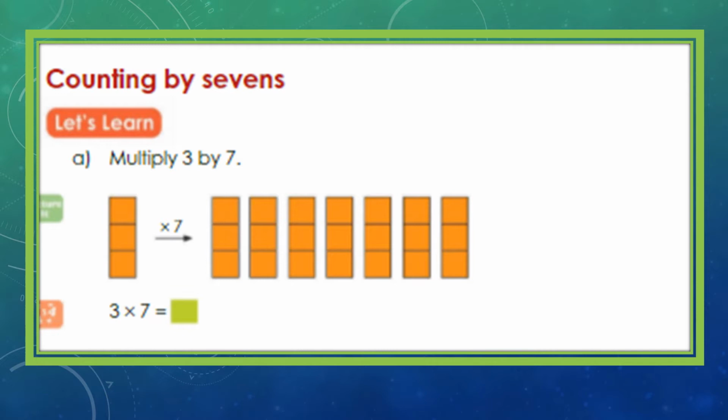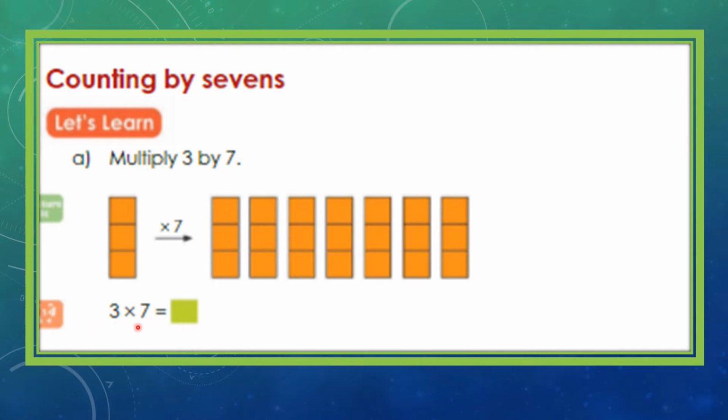Now on this slide, class, we'll be learning how to count by 7. We have here the first problem: multiply 3 by 7. As you see below, we have the number sentence of the problem. So 3 times 7. Now class, listen, the first factor here is 3, simply because in each group there are 3 boxes. So 1, 2, 3, 1, 2, 3, 1, 2, 3, 1, 2, 3, 1, 2, 3, 1, 2, 3, 1, 2, 3. Therefore, our first factor is 3.